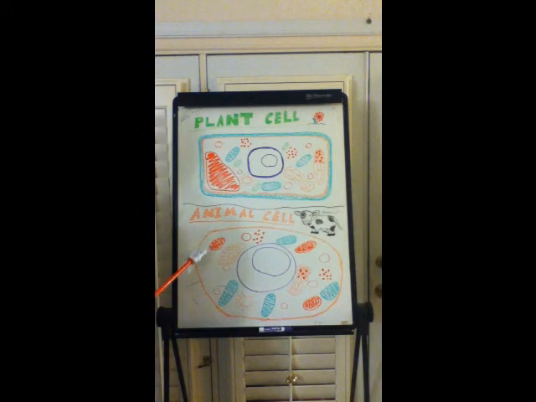Another similarity between the animal cell and the plant cell is that they both have vacuoles, which I've depicted right here. Now, the function of the vacuole is it stores oxygen, waste, or water, depending on what the function of the cell is, and it is able to store whatever the cell needs to maintain itself.